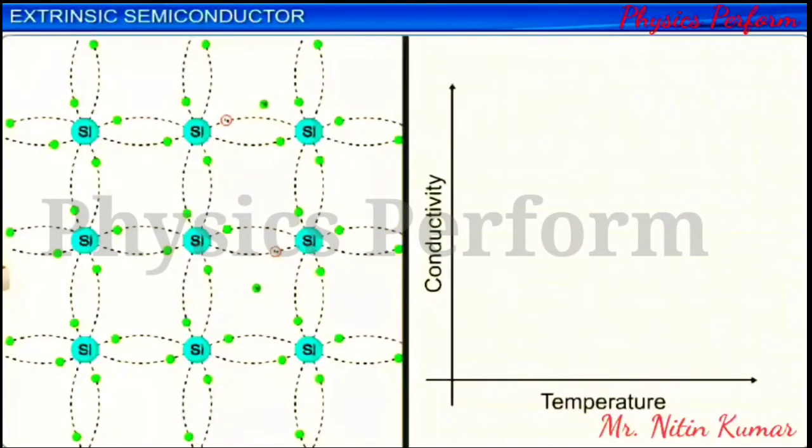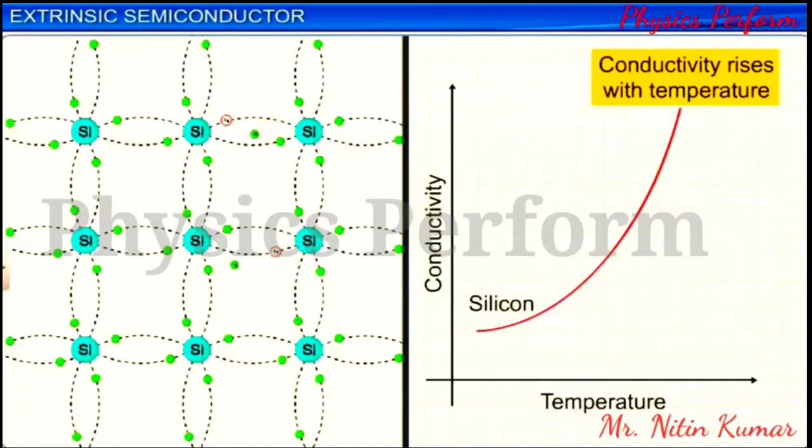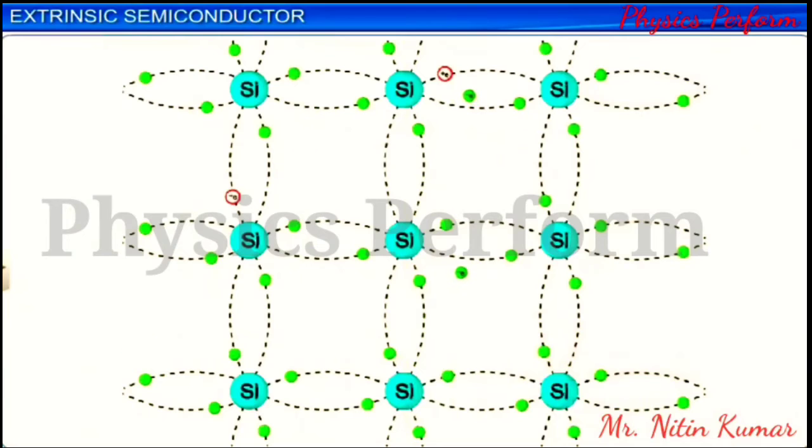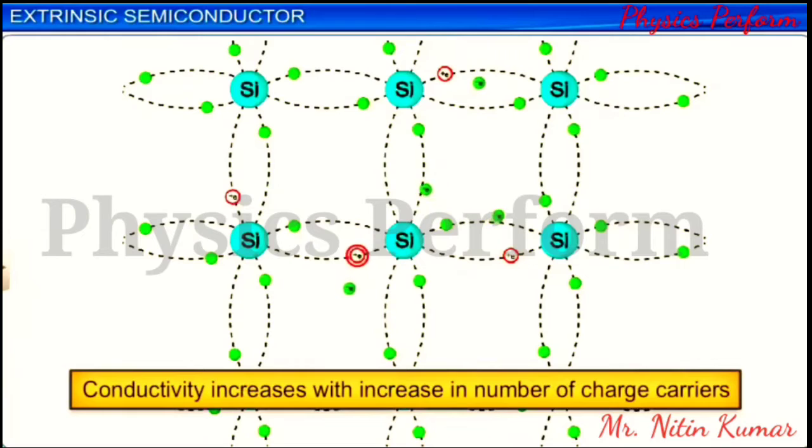The conductivity of an intrinsic semiconductor increases with rise in temperature, as more number of electrons break away from the covalent bonds of the semiconductor atoms. However, at room temperature, intrinsic semiconductors have very low electrical conductivity. The electrical conductivity of an intrinsic semiconductor can be improved by increasing the number of free electrons or holes in it at room temperature.